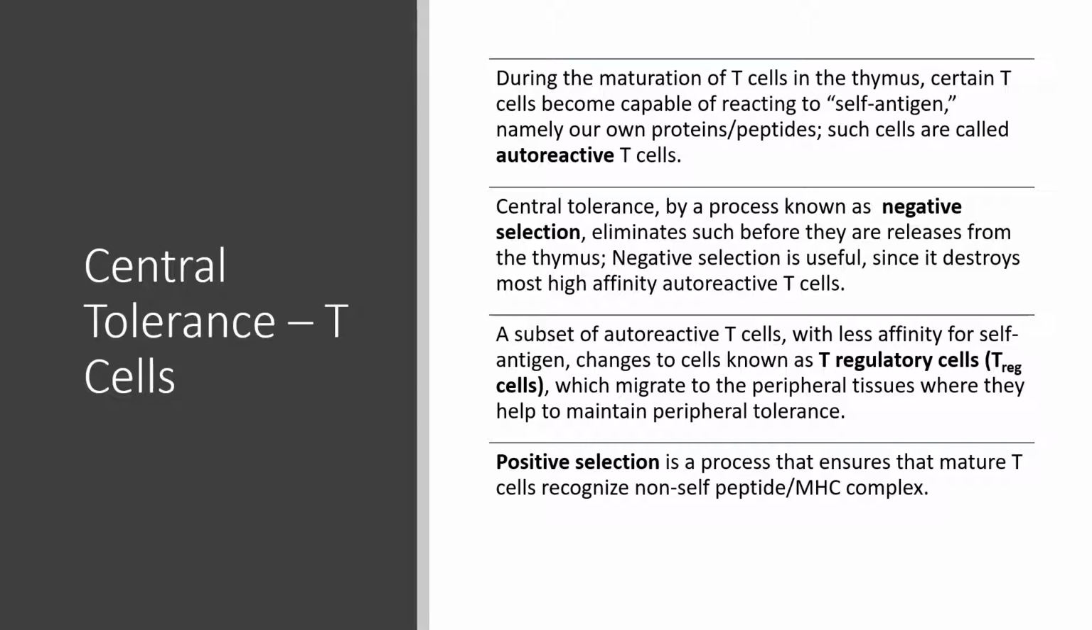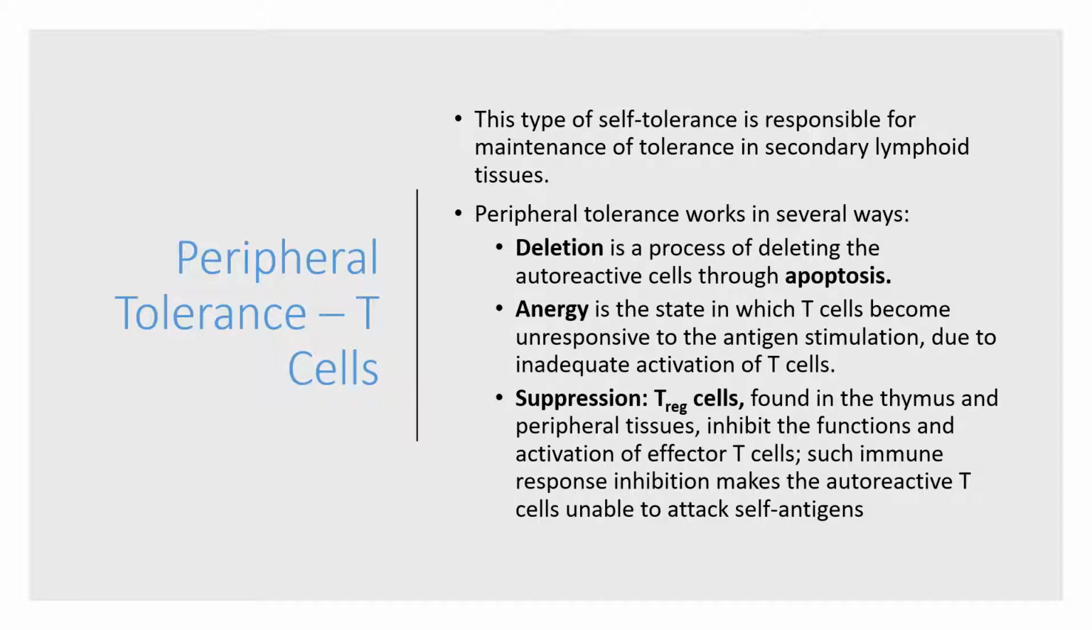The T cells with less affinity for self, which migrate out to the lymph nodes, will maintain this tolerance, and then there's another process, peripheral tolerance, that deals with that. Positive selection is the process that ensures that the mature T cells recognize non-self peptide MHC complexes. So that's what they're supposed to do, isn't it? That was the process that took place in the thymus.